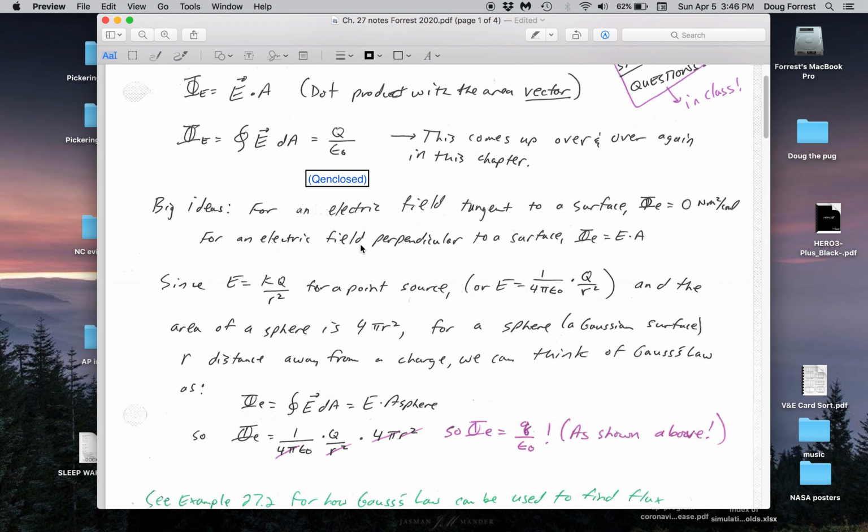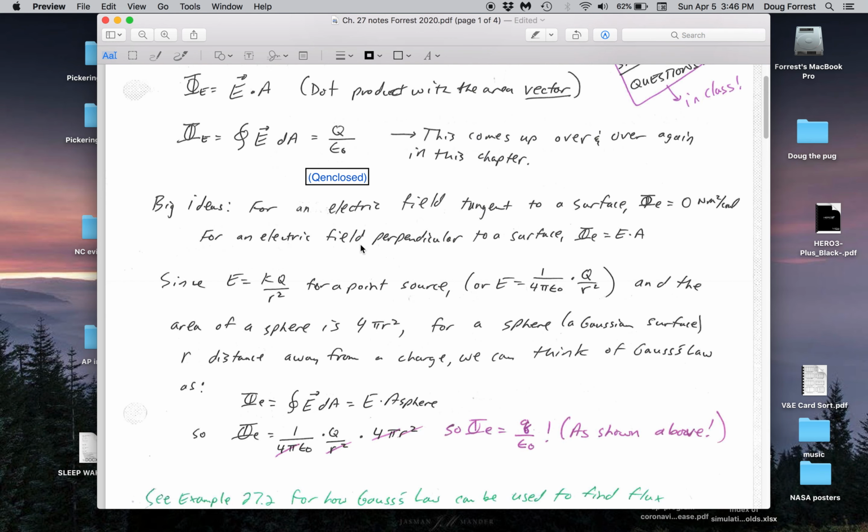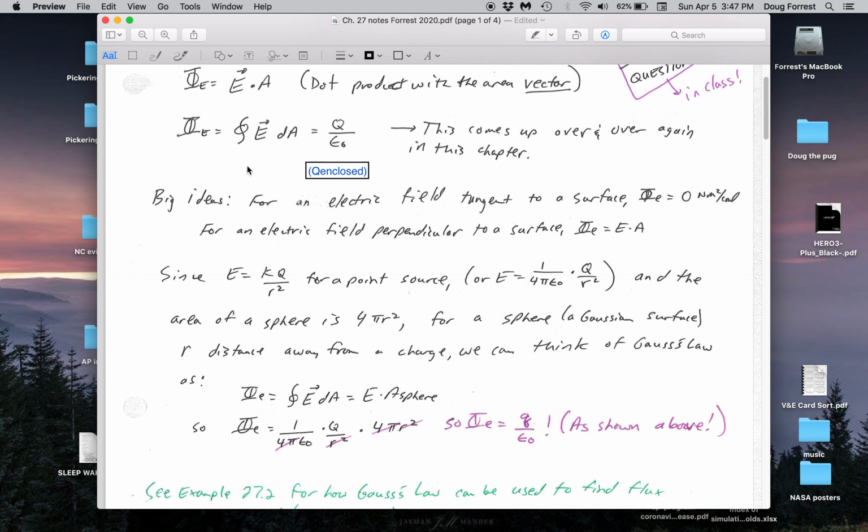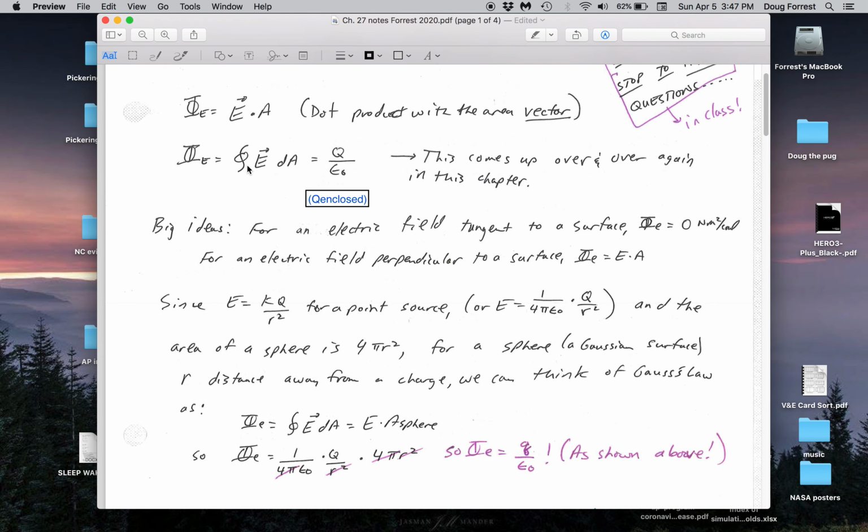So big idea, again, for an electric field: if it's tangent to a surface, then the flux is 0. If it's perpendicular to a surface, the flux is equal to that field strength times the area. And that's what this surface integral means. We're going to choose things where we only think about the fields that are either completely tangent or completely perpendicular.